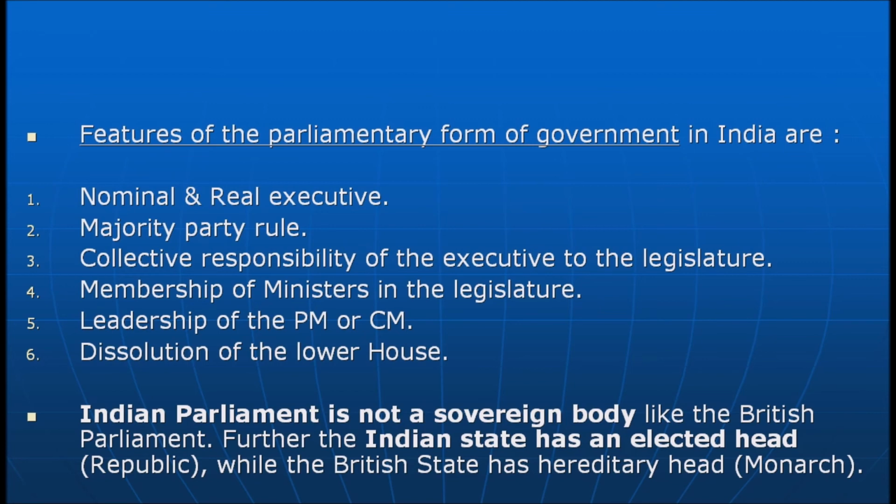Second is the rule of the majority party. The party which secures a majority vote in the legislature is invited to form the government. So there is a rule of the majority party, and it is one of the features of the parliamentary form of government.